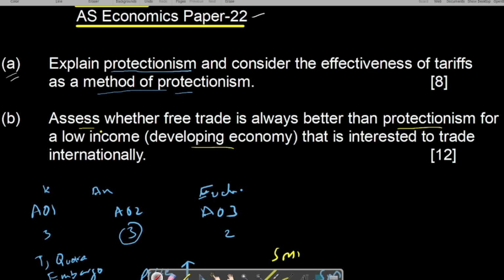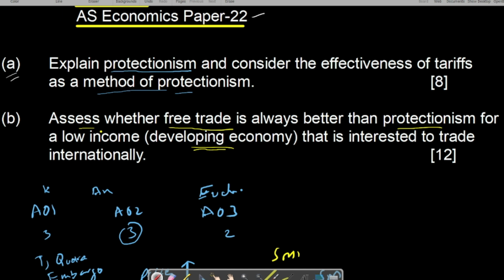And free trade is the trade between countries where there are no tariffs, quota or embargo, and there are no trade barriers imposed between countries. And developing countries are the low income countries that mainly rely on the agriculture sector. Their GDP per capita is also very low.